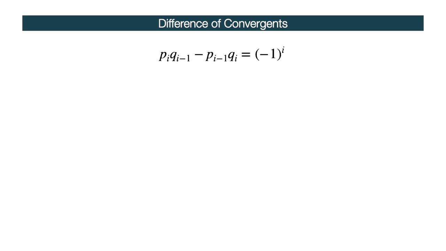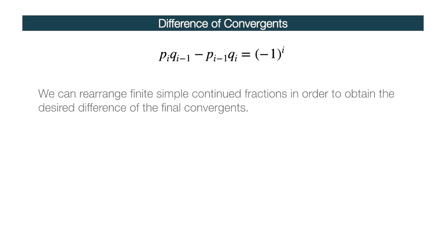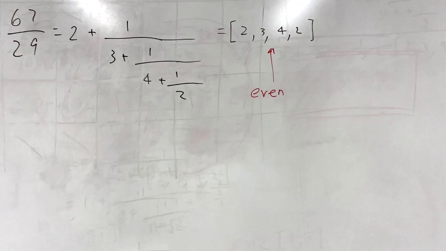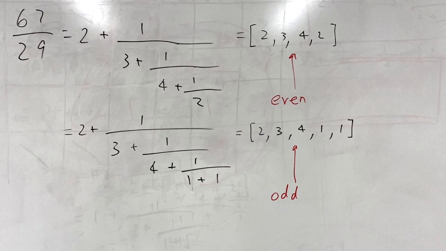A very useful property of convergents is that p_i times q_(i-1) minus p_(i-1) times q_i is always equal to minus 1 to the power of i. We can rearrange finite simple continued fractions in order to obtain the desired difference of the final convergents. 9 originally has 4 partial quotients. However, by splitting 2 into 1 plus 1 over 1, we get 5 partial quotients. And now the difference of convergents would be minus 1 rather than 1.